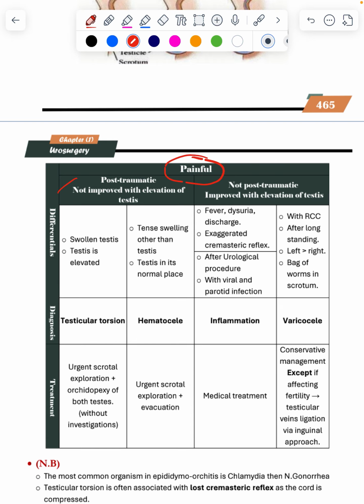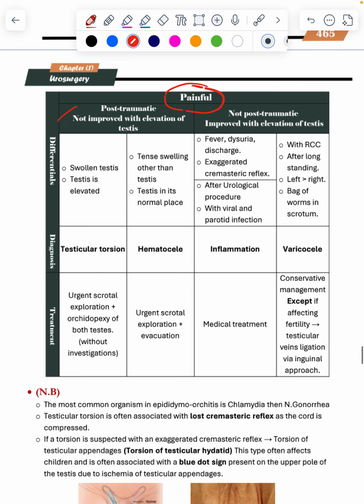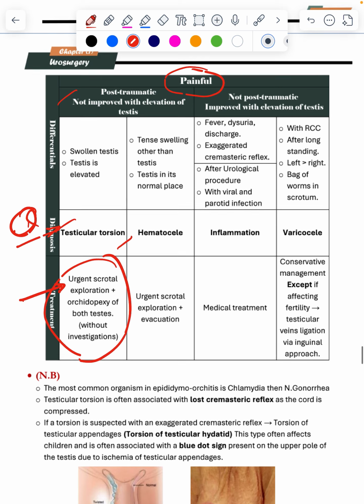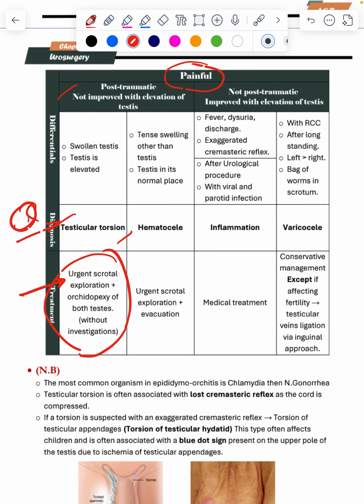Now what type of swelling is it, whether it is painful, traumatic or non-traumatic. Painful swollen testis, non-traumatic, versus post-traumatic. If it does not improve with elevation of the testis, it is testicular torsion. After elevation, if it doesn't improve, it is torsion. So urgent exploration is needed. This is the question. For torsion, you need urgent exploration. Then non-traumatic with fever can be infection.